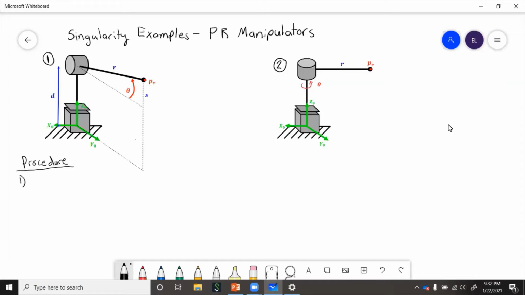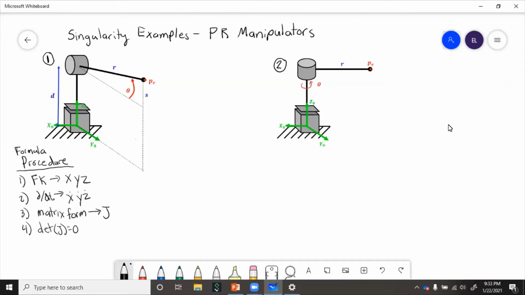Step 1 is find the forward kinematics. Step 2 is take the derivative, get velocity. Step 3 is find the Jacobian. Step 4 is set the determinant of J equal to 0 and solve. And there are two methods of how to do it. This one is the formula procedure, or we can just do it by inspection.